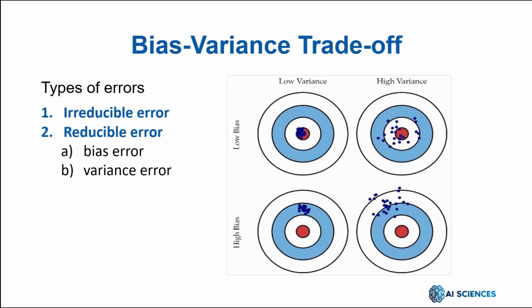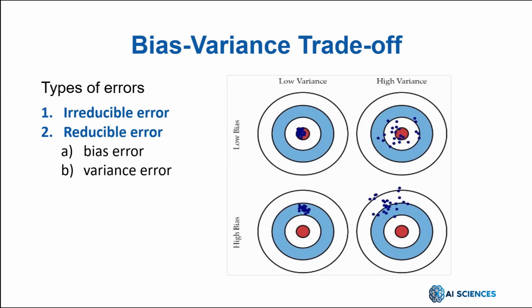Okay, the bias error is the difference between the average prediction of our model and the correct value which we are trying to predict. The bias error is high if the model is oversimplified. The variance error is the variability of model predictions for the given data. The variance error is high if the model is not generalizing well on new data.